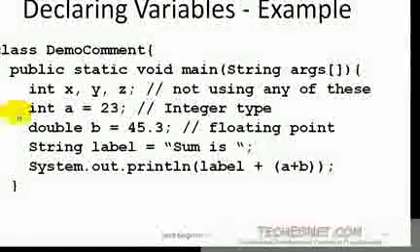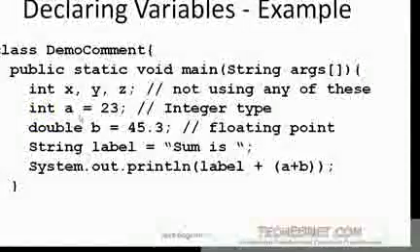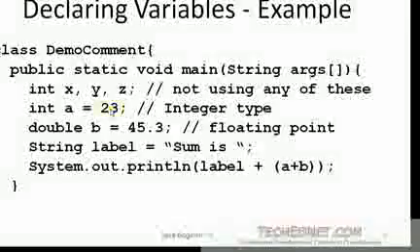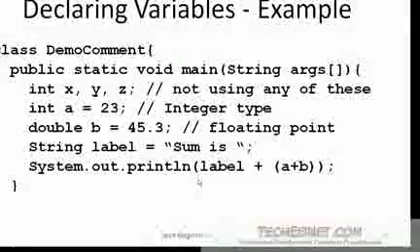On the second line, I am declaring the variable a, and I am saying it is of the type int. While declaring, I am also giving it an initial value. The third one is a double type, and I am assigning it a value of 45.3. The fourth one is a string type, which contains a string, which I will use for labeling my answer.